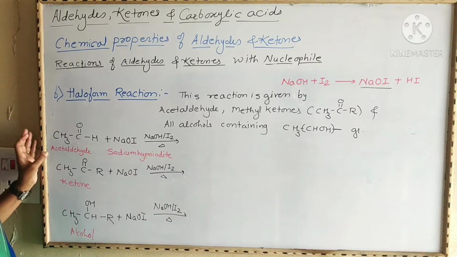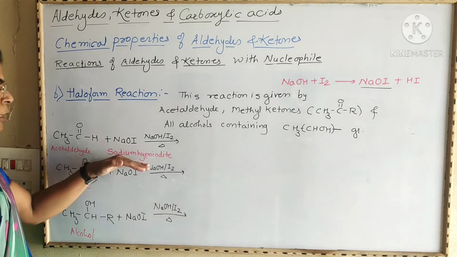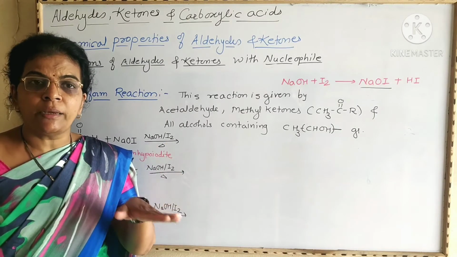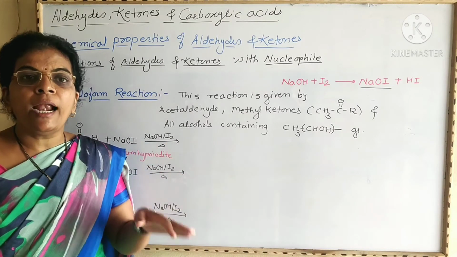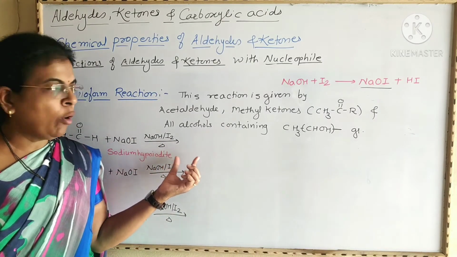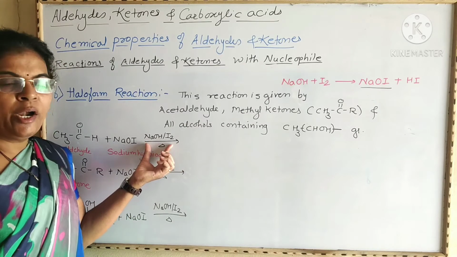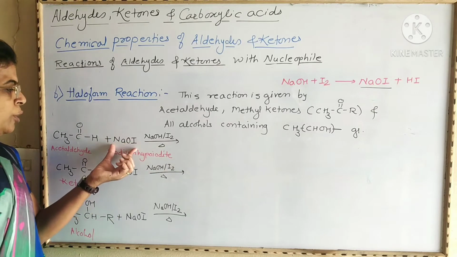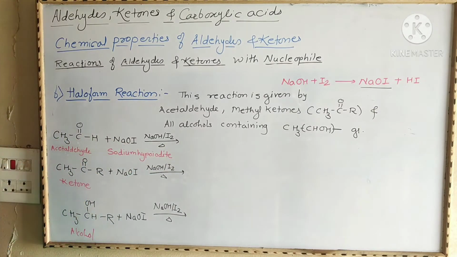Now here first we are going to see acetaldehyde. When acetaldehyde reacts with this sodium hypoiodide, this sodium hypoiodide is unstable, and therefore it is prepared at the time of reaction in presence of NaOH and iodine molecule. First NaOH and iodine molecules undergo reaction to form sodium hypoiodide, and this sodium hypoiodide then reacts with acetaldehyde to form iodoform. Now how does the formation of iodoform take place?